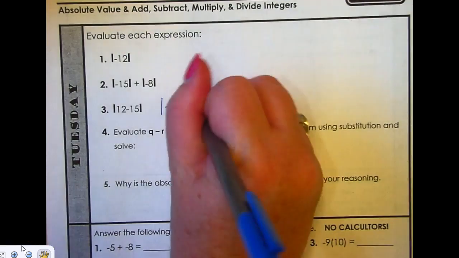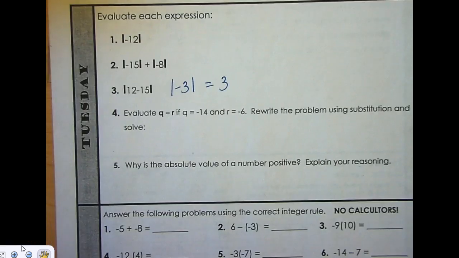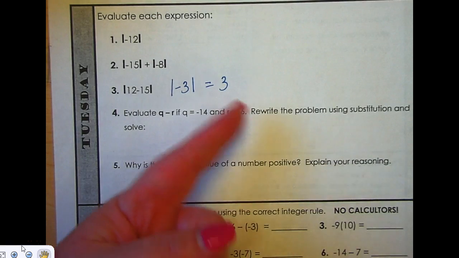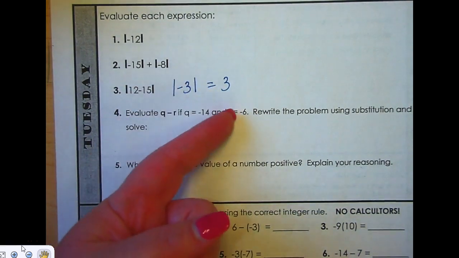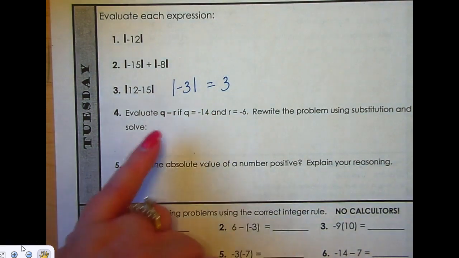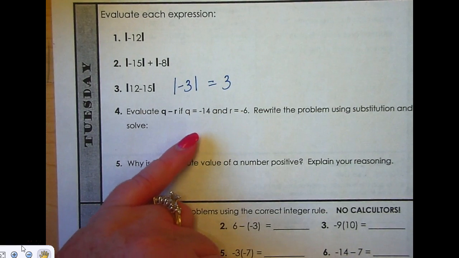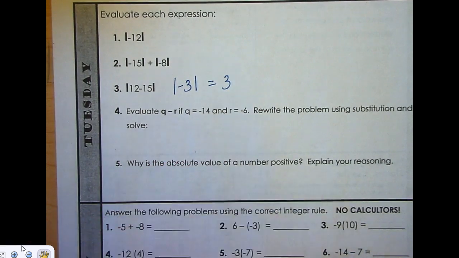3, positive 3. I probably shouldn't have helped you with that, but there were so many people that missed it last week, and we do have sample problems like that in our journal. So make sure when you look at a problem like that, if you're unsure, you use your journal, okay? Evaluate Q minus R if Q is -14 and R is -6.